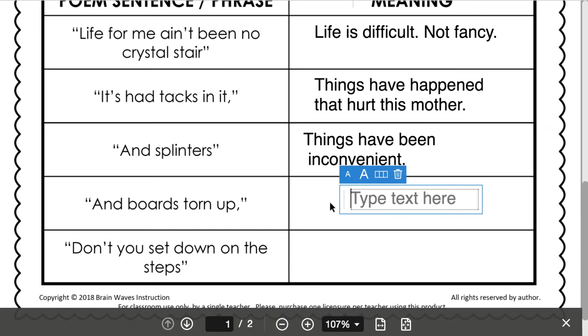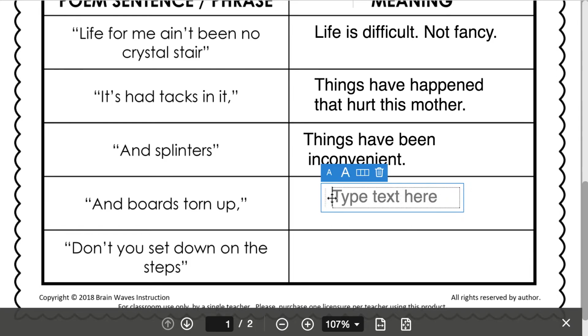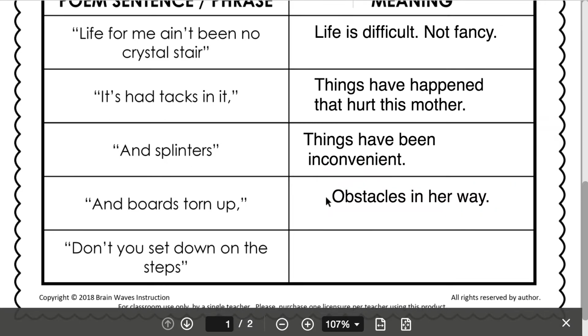So my idea of the boards having been torn up is that there have been obstacles in her way throughout her life. Because if I was walking up a staircase and there was a board that was torn up, that's going to make it really difficult for me to continue going, right? I'm going to have to skip a step, or I'm going to have to fix it before I move on. So there have been obstacles in her way. Maybe you took that as something else. Maybe you wrote something differently there, and that's okay. Like I said, when it comes to poetry, there are a lot of things that can be subjective, meaning that we get to have our own interpretation or our own feelings about that. But to me, boards torn up means that there are some obstacles in her way.